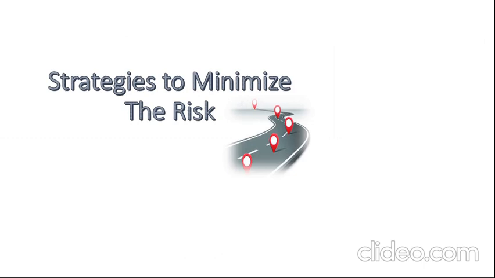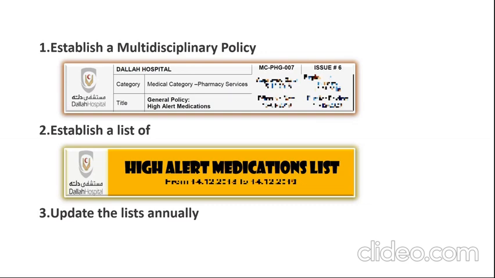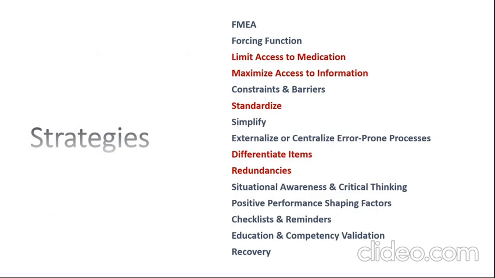So, what are the strategies to minimize the risk? First of all, we need to establish a multidisciplinary policy. All the stakeholders should be involved in establishing this policy: physicians, pharmacists, nurses. We have to establish a list, and the list should be detailed by name of the medication, not only by group. Please access the hospital list from the quality portal to be more familiar with the high alert medication list, as this list should be updated annually. We have many strategies, and all of these strategies are efficient.